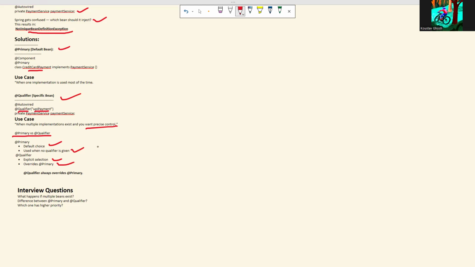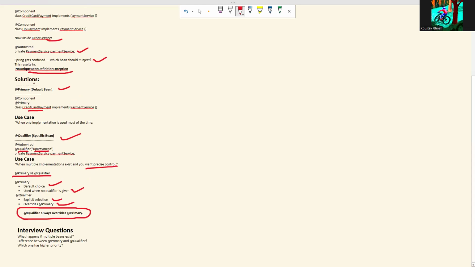Suppose in your project you are giving the primary annotation as well as the qualifier annotation. So qualifier always overrides primary. Suppose the credit card payment class is implementing the payment service, and there you are setting it as primary, but in another class, like your order service, and the UPI payment also implementing that payment service, there you are not specifying any primary or qualifier.